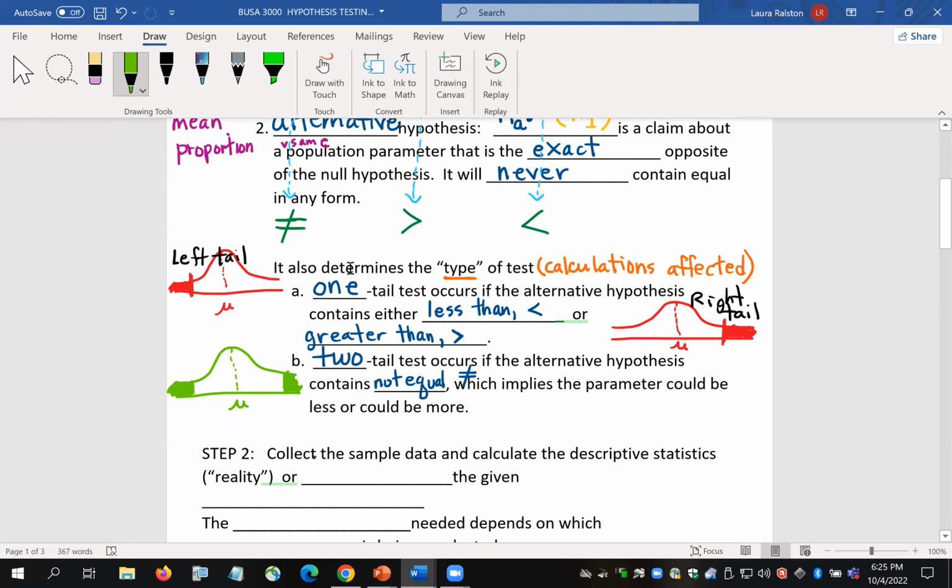And again, it's important to know which type of tail you have, either one tail or two tail, because you're going to have to make that selection when you're doing your Minitab commands, and your calculations of your test statistic are affected by which type of tail you have. So it's important to know which one you have.